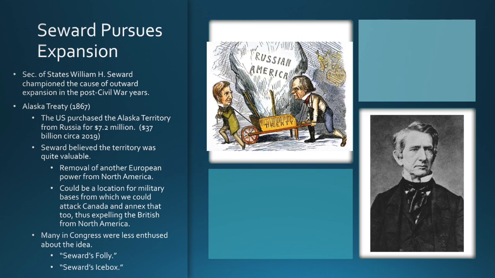That's a lot of money. Seward believed that this territory was very valuable. He believed that by buying it, we would be removing another European power from North America, so the Russians are no longer in North America. He also felt that it would be a good place to put military bases from which we could attack Canada and eventually annex it after a war, after thinking we should go to war with England again, annex Canada, and then we'd get rid of the British in North America.